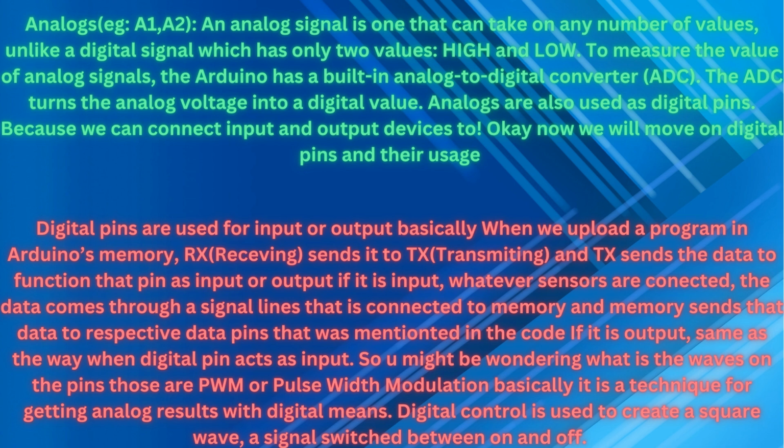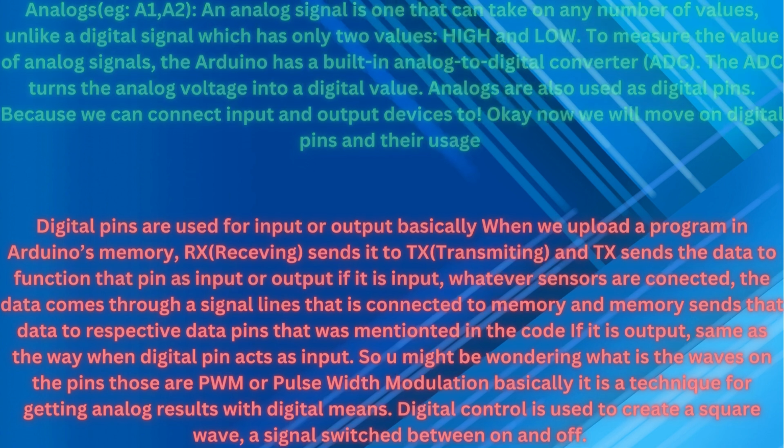So you might be wondering, what are the waves on the pins? Those are PWM, or pulse width modulation, basically. It is a technique for getting analog results with digital means. Digital control is used to create a square wave, a signal switched between on and off.